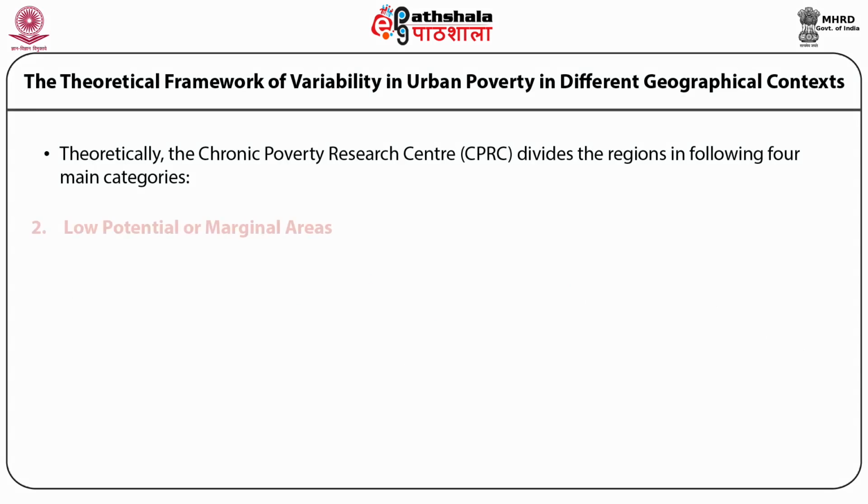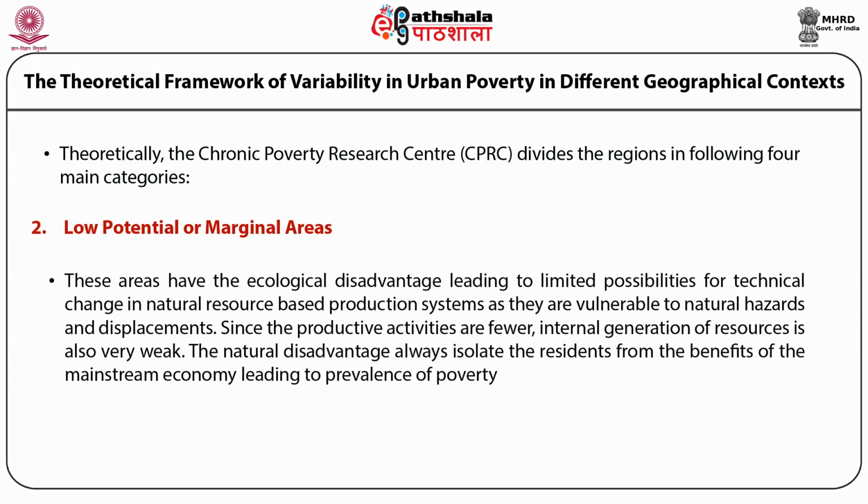The second type of areas are low potential or marginal areas. These areas have ecological disadvantage. These are the areas where ecology is not favorable for productive activities. Examples of such areas include areas located on hillsides, riversides, or canal sides. These areas also have limited possibilities for technical change in natural resource-based production systems, as they are vulnerable to natural hazards and displacements. Such areas have unsafe and insecure settlements. Since productive activities are fewer, internal generation of resources is also very weak.